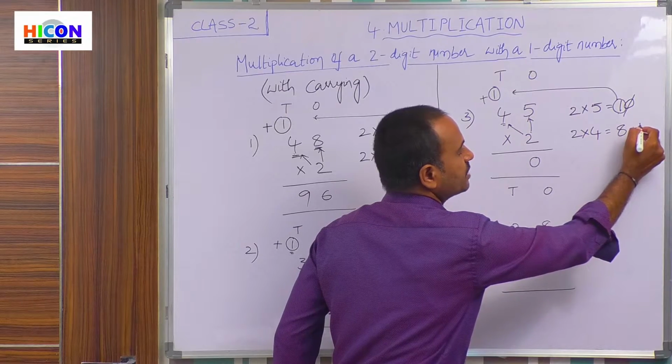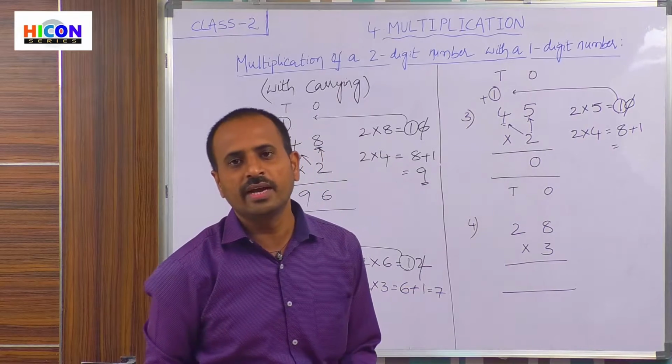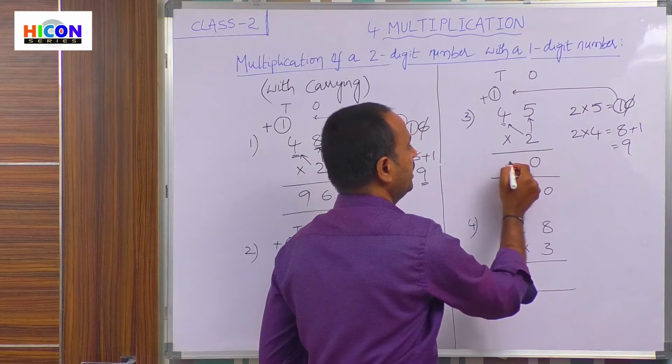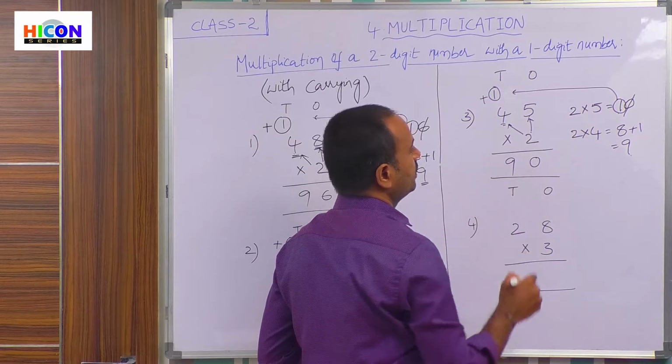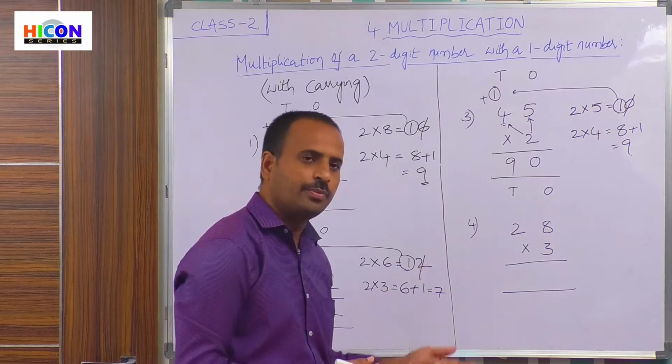So here, 1 is the carried number and add this 1 to the product. That is 8 plus 1. Children, if you add 1 to 8, how much you will get? You will get 9. So 8 plus 1, 9. And write this 9 under tens place. So the answer is 90. Children, see the next problem here.